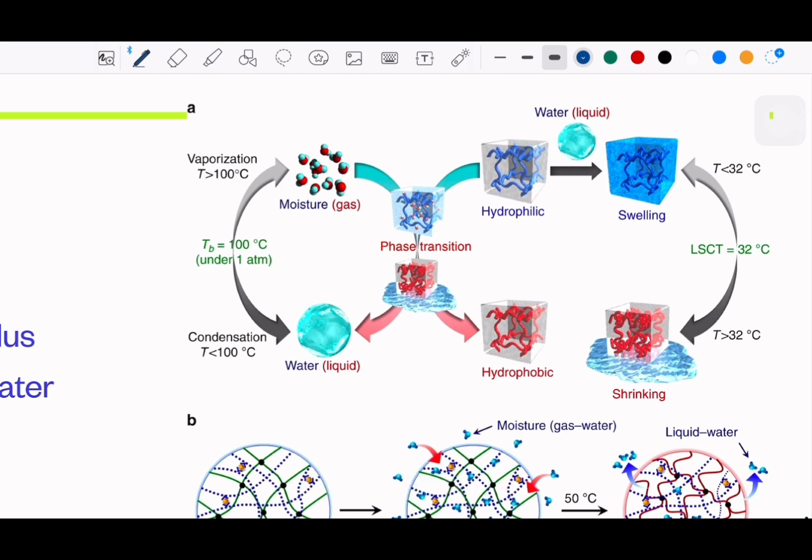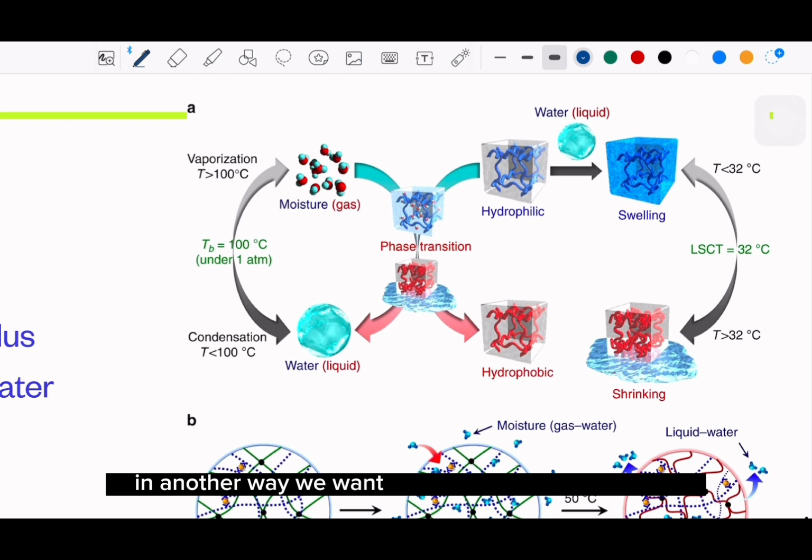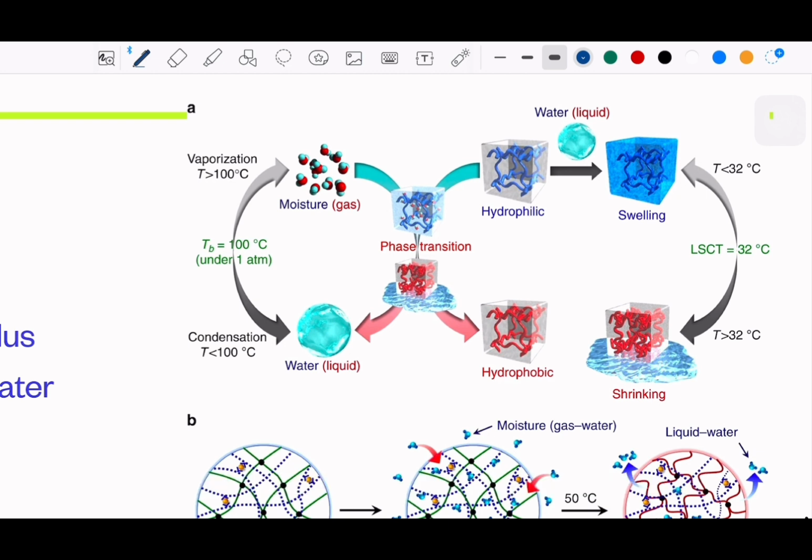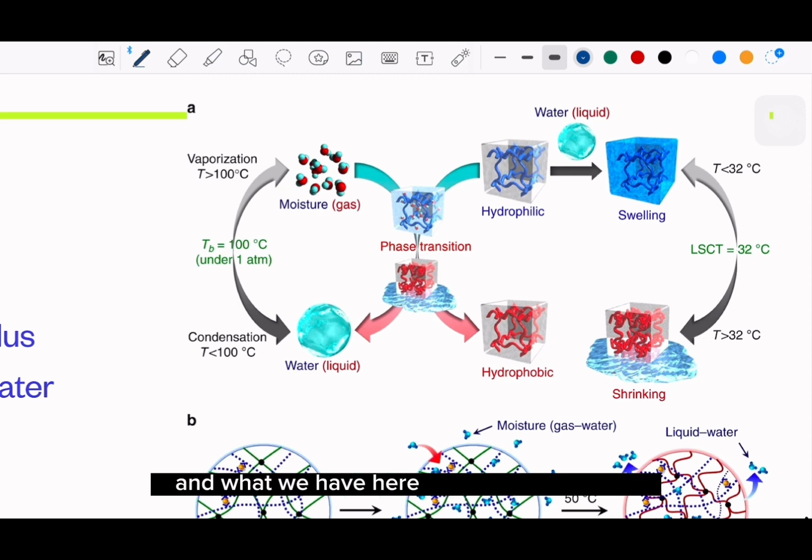But in the other case, when we want to make it hydrophobic, then the water won't go inside. It won't react with the water. And what we have here is that they are shrinking because the water is releasing. So we can adjust the temperature to make it swell or make it shrink, so absorbing water or releasing water.